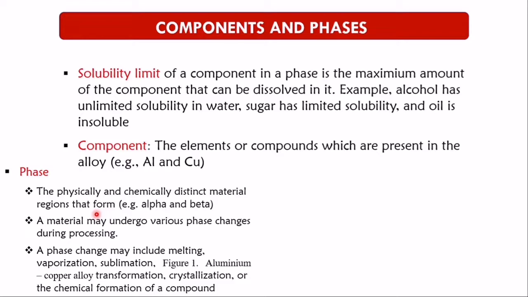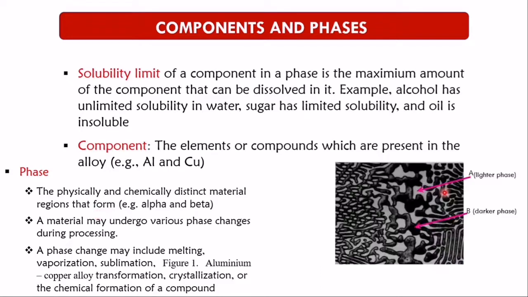Here we have the components of aluminum and copper. So please, can you comment in the section? Which one represents the aluminum and which one represents the copper? Is it the lighter one that represents aluminum or the darker one? Yes. So the answer is none of them, because the lighter one contains a little amount of copper and a little amount of aluminum, and the darker one also contains a little amount of copper and a little amount of aluminum.